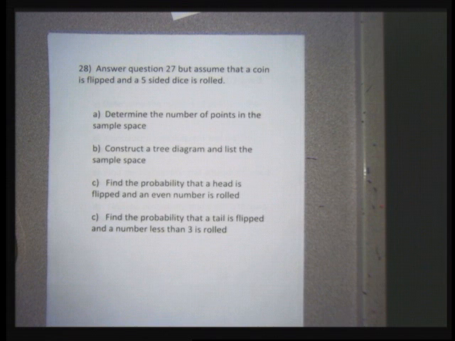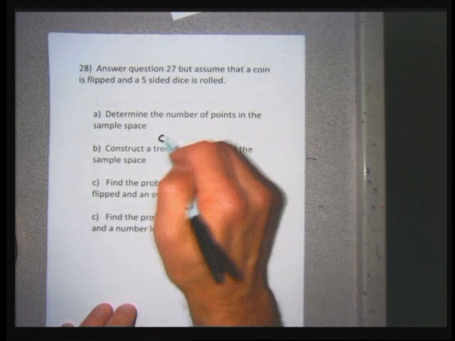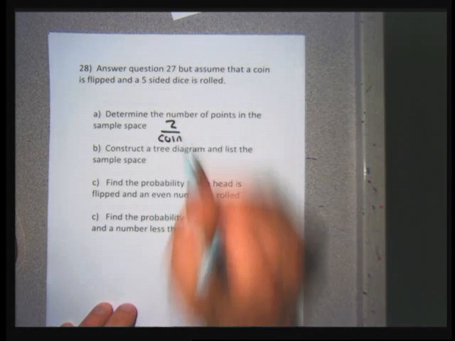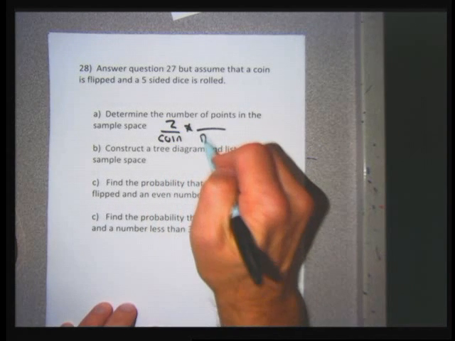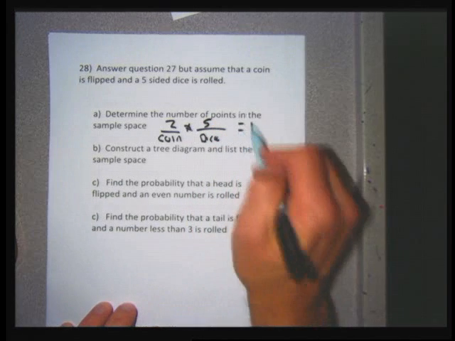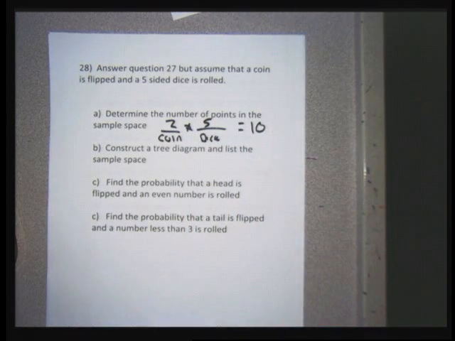For problem 28, I am flipping a coin and then rolling a 5-sided dice. How many items are in my sample space? When I flip a coin, there's 2 things that can happen. I can get a heads or tail. And then when I roll my dice, there's 5 things that can happen because it's a 5-sided dice. My sample space is going to have 10 elements in it.